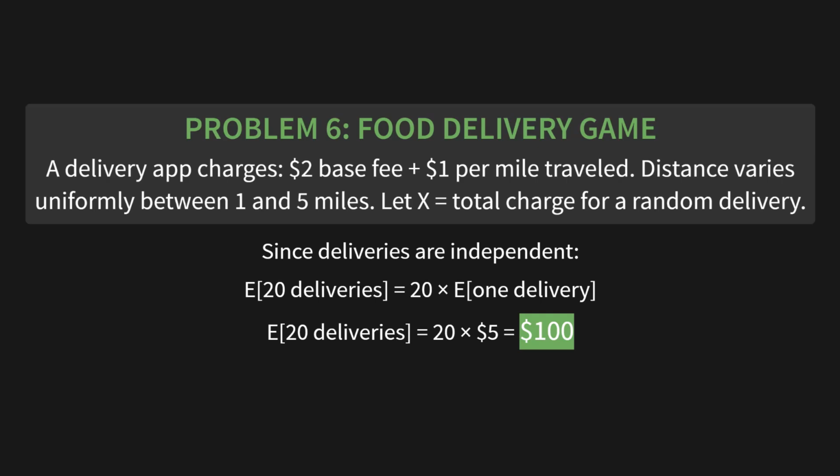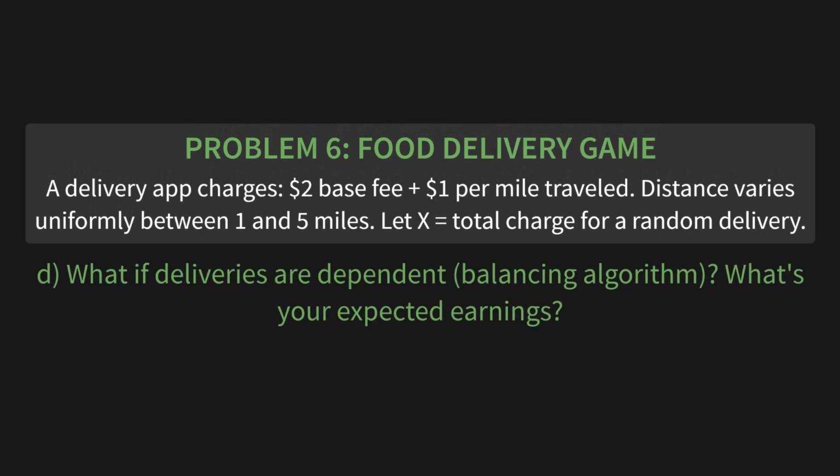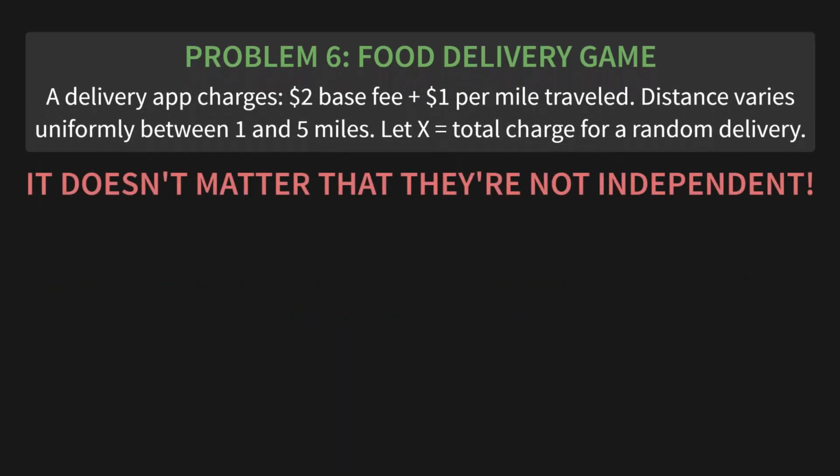But wait, plot twist. The app actually uses a balancing algorithm. If you just had a long 5-mile delivery, they'll give you a short one next. And if you had a short trip, the next one will be longer. The deliveries are clearly not independent anymore. So what happens to your expected earnings now? Here's the mind-blowing part. It doesn't matter. Your expected earnings are still exactly $100.